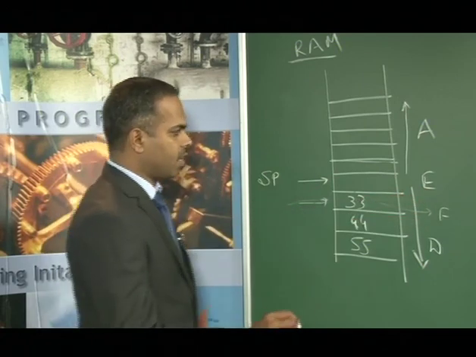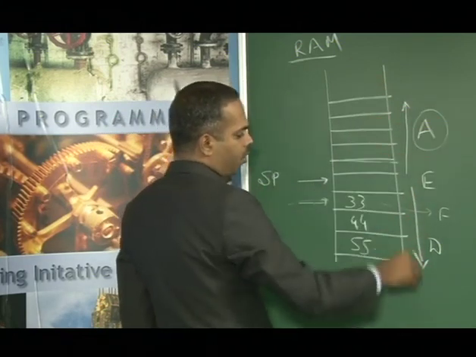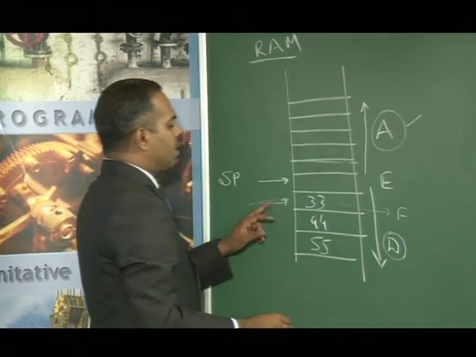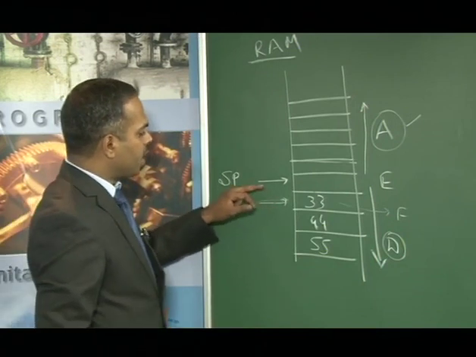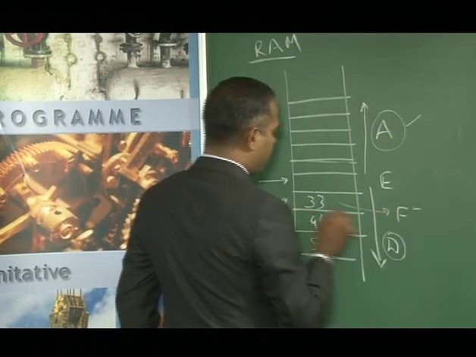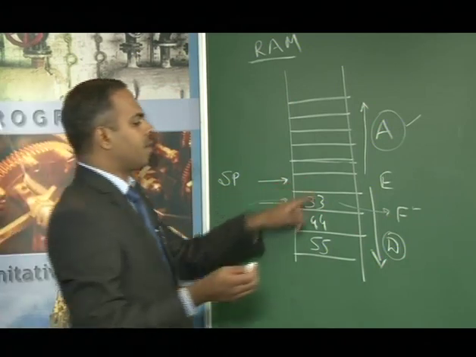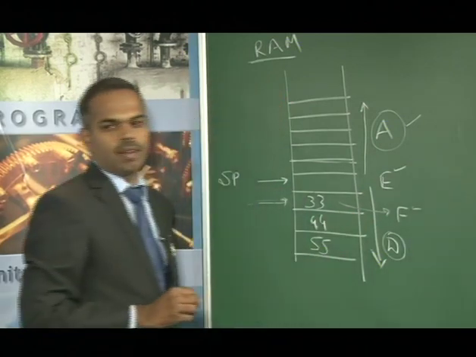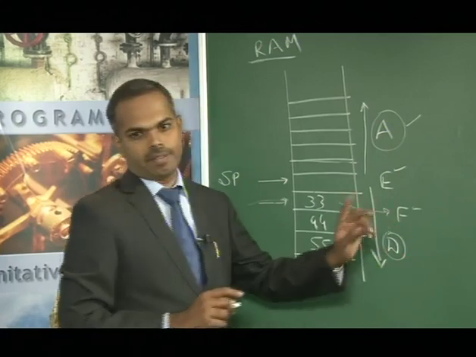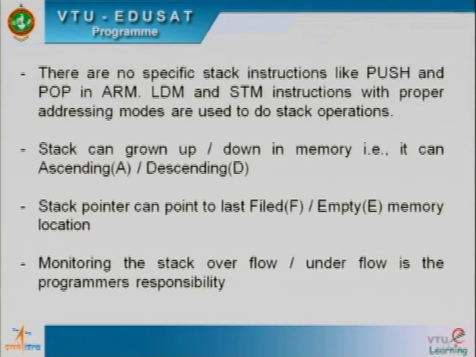Please remember this. There are 4 things to remember. The stack can grow up or go down. When it grows up, we say ascending. When it grows down, we say descending. And we can make the stack pointer point to the last filled memory location; if it points to a filled memory location, we indicate that by F. We can also make the stack pointer point to the last empty memory location; we indicate that by E. These are the 4 things you have to remember: A, D, E, F. With this combination, we will see what addressing modes get formed in the next slide.